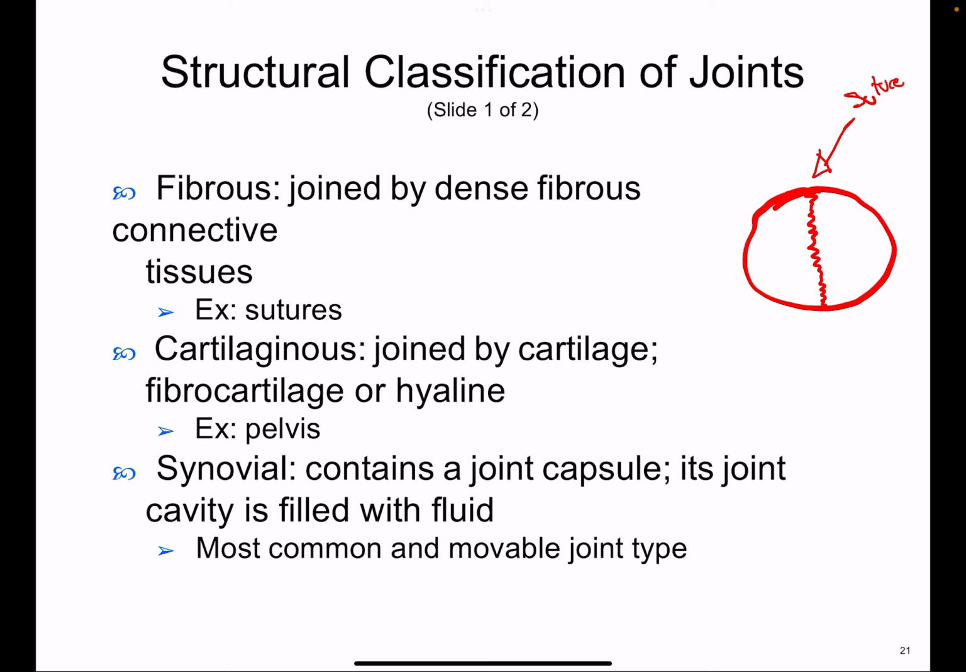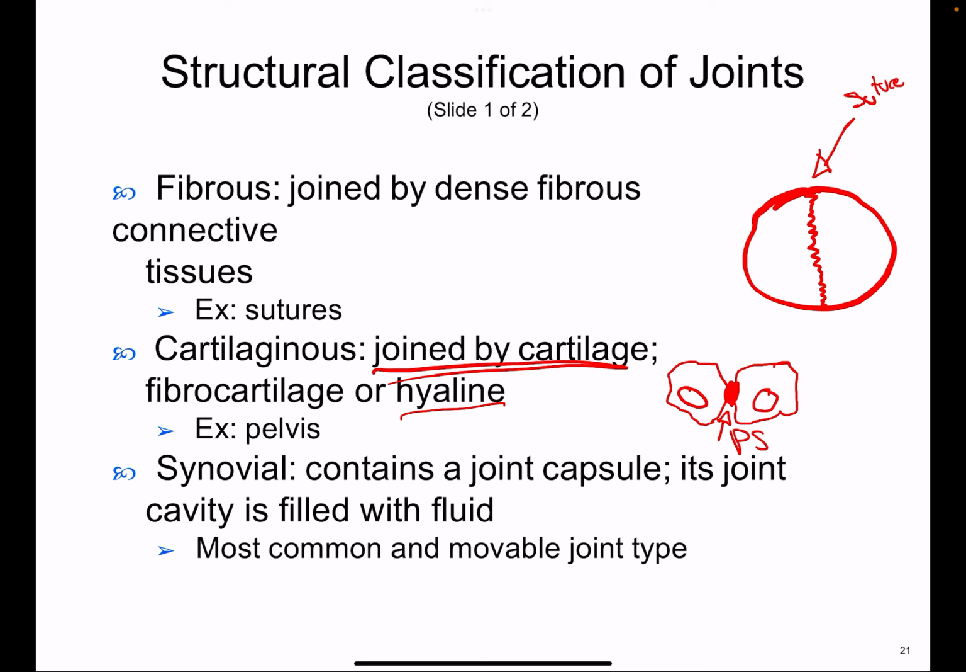dense connective tissue. Now, cartilaginous is typically joined by a cartilage or a fibrocartilage or a hyaline cartilage, and a big example is the pelvis. Excuse my drawing of a pelvis right now. It's not the best drawing, right? But right here, this is going to be your pubic symphysis. Your pubic symphysis is a cartilaginous joint, so they're joined together in that region.